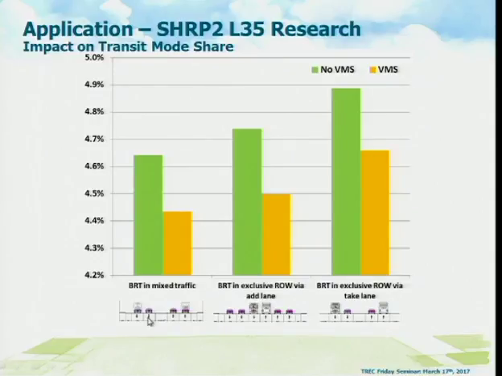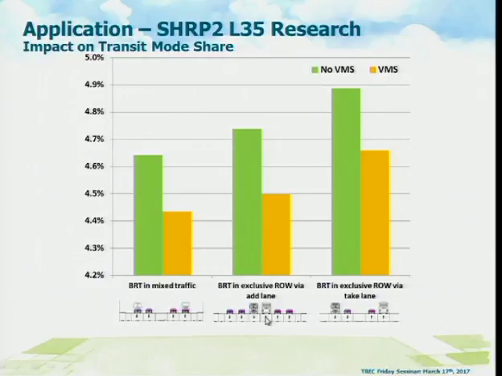So BRT, in this first scenario, we're testing it in mixed traffic. So the buses are behind the cars here. They're running with traffic. So if there's congestion with traffic, the buses are going to get slowed down. Typically when you see that, the transit user doesn't really see very much benefit to taking transit relative to autos.